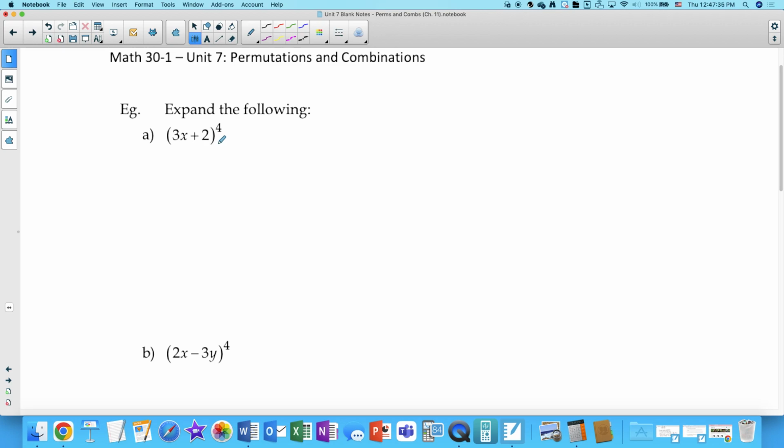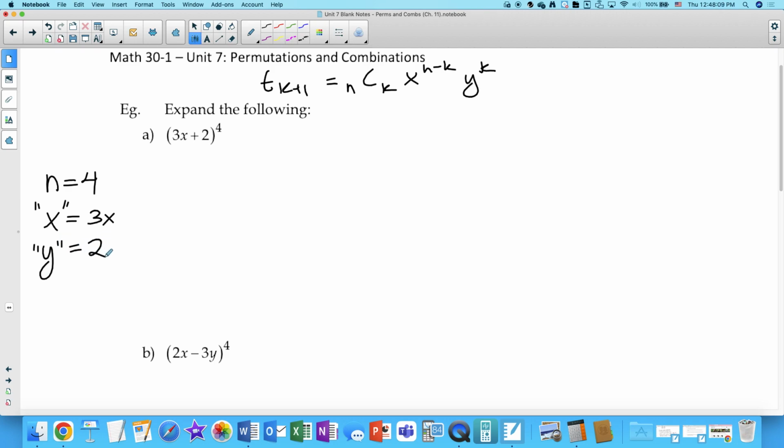So firstly, n, in this case, is 4. Our x value is 3x. I'm going to put that in quotes because x is not equal to 3x. But in terms of T_(k+1) = n choose k, x^(n-k), y^k, the thing that's in that position is 3x, and the y in this case is 2.